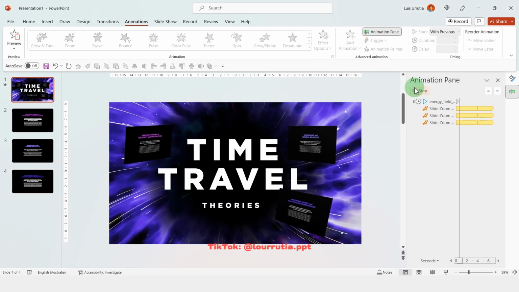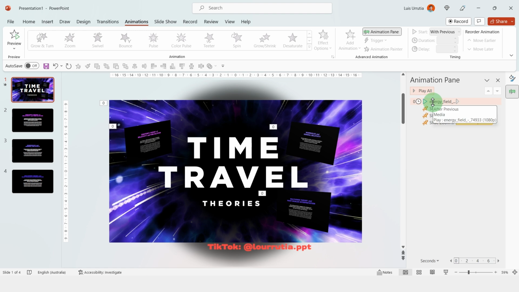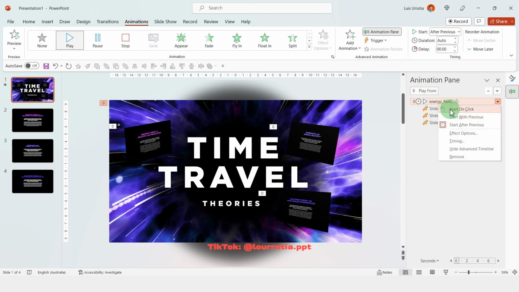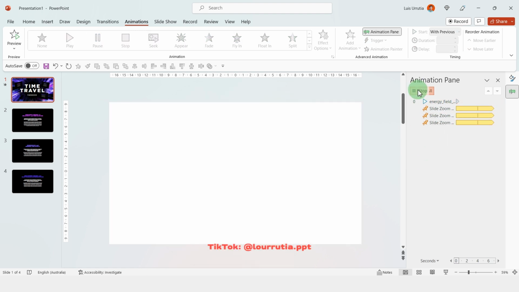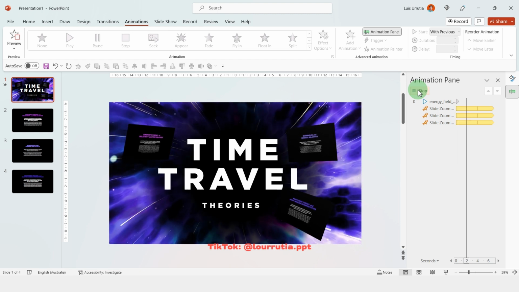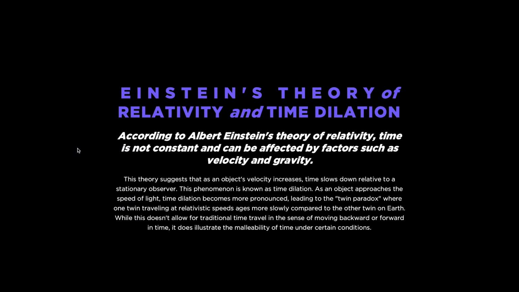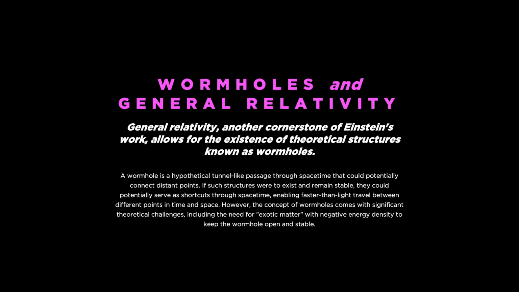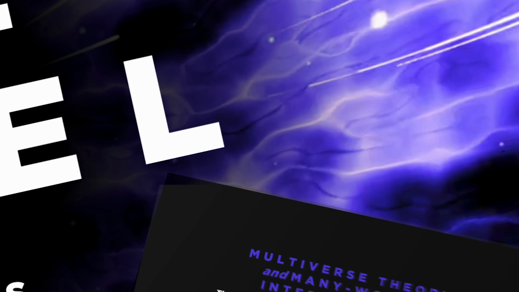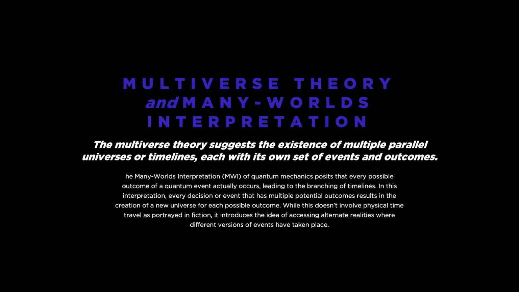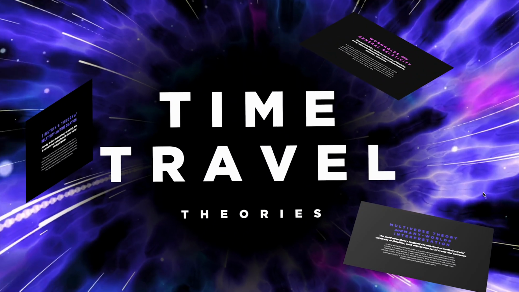And lastly, I'm going to right click on the video element right here and click on start with previews so all the animations play at the same time. And now what we have is these floating slides that when you click on them, we get the zoom effect, and they also kind of rotate with each other automatically, so that's a very fun effect.